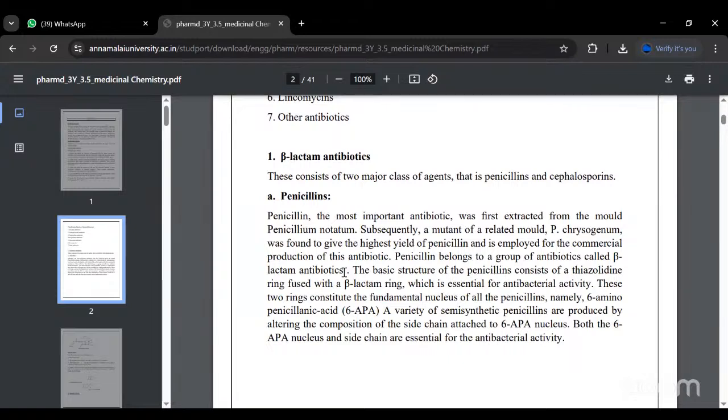These consist of two major classes of agents, that is penicillins and cephalosporins. First coming to the penicillin. Penicillin is the most important antibiotic. It was first identified and extracted from the mold Penicillium notatum.